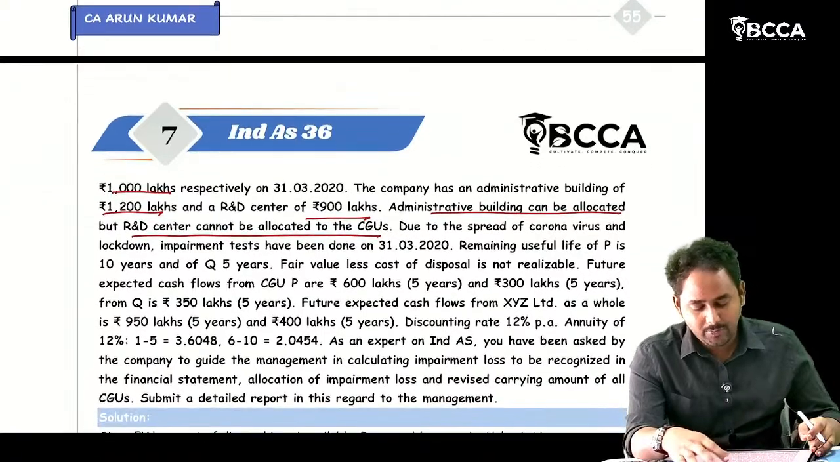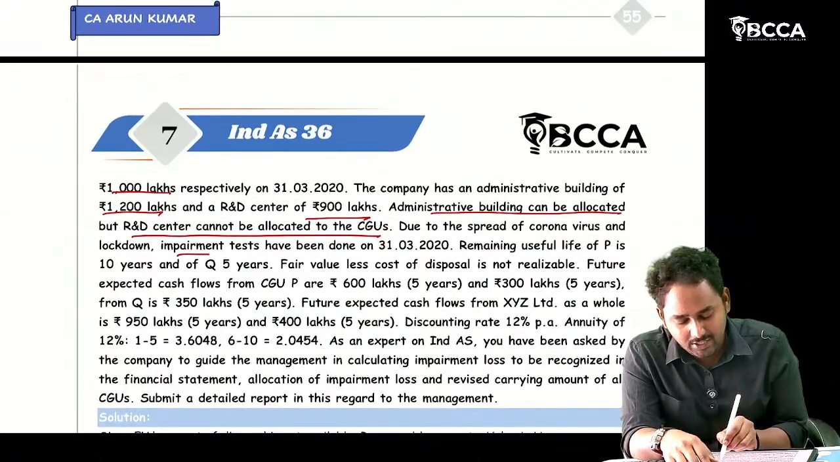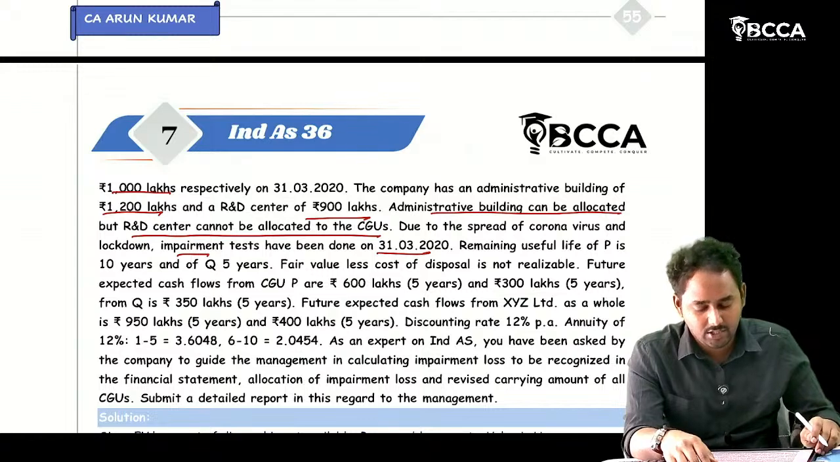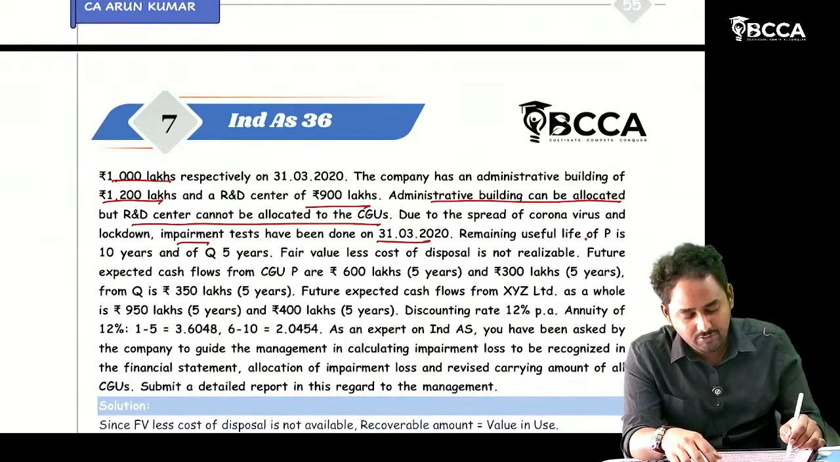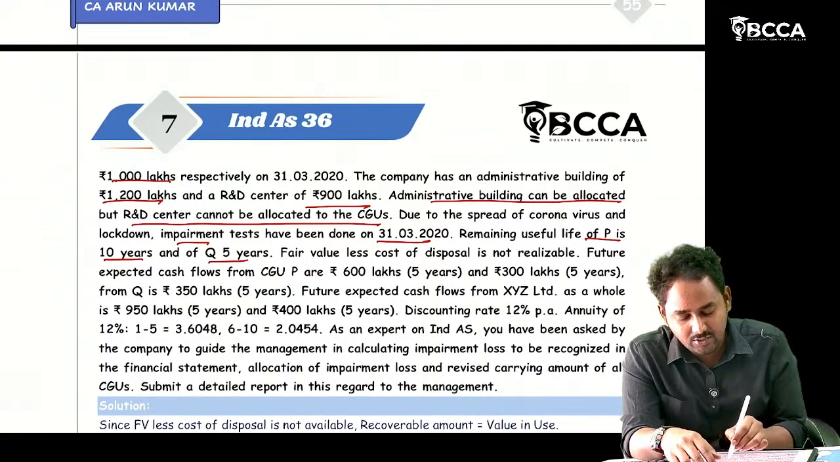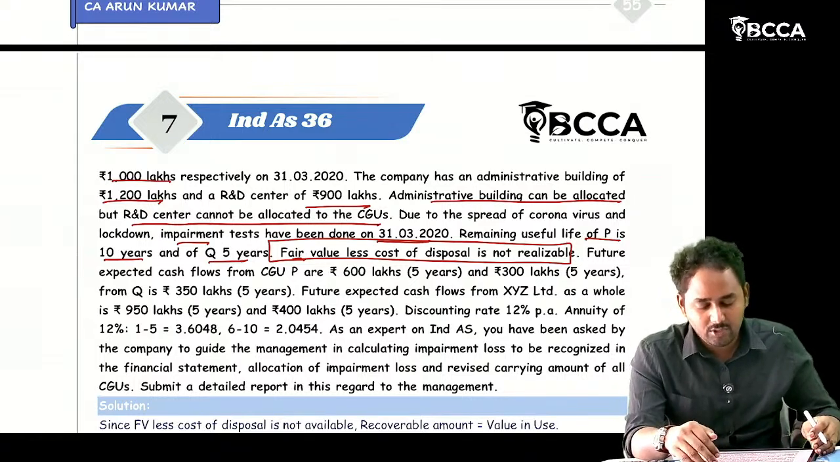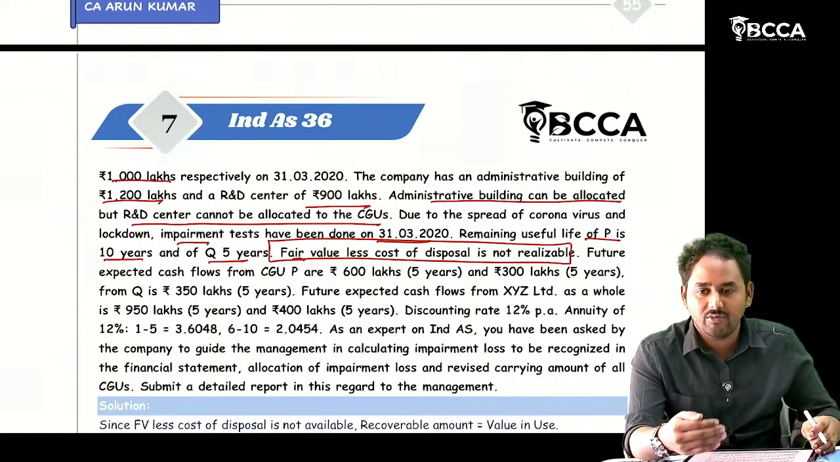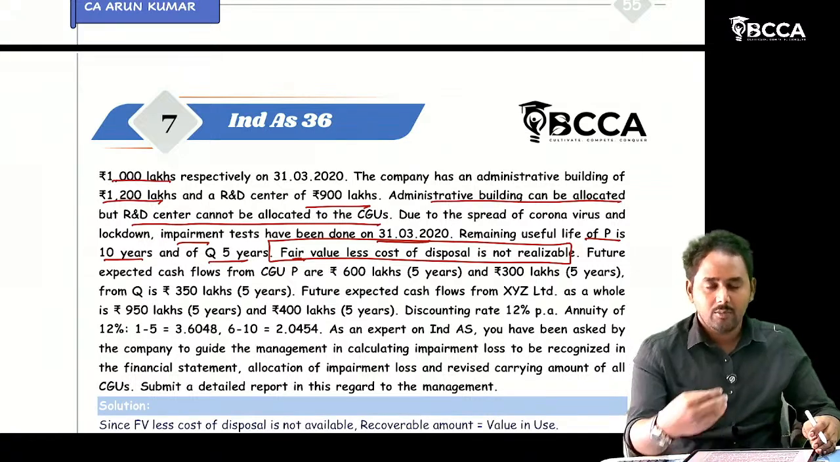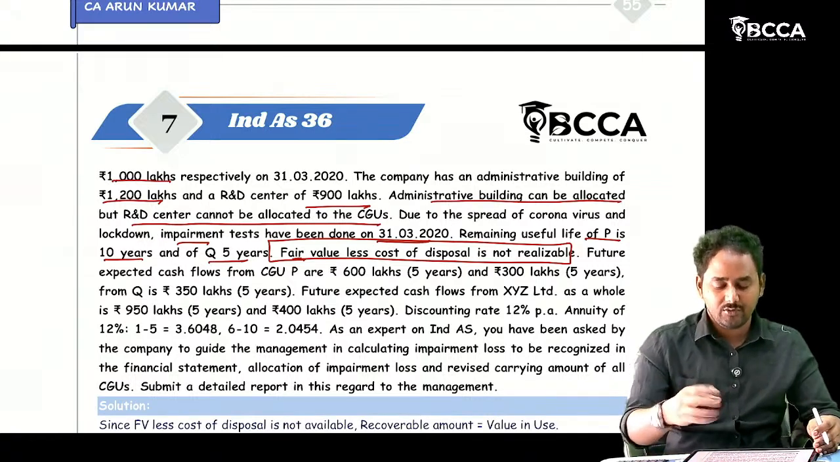And due to the spread of coronavirus, impairment tests have been done on 31st March 20. So the remaining useful life of P is 10 years and Q is 5 years. And the fair value is not realizable. It means we are unable to find out the fair value. Then what is the recoverable amount in this case? The recoverable amount equals value in use. What is the value in use? Present value of the future cash flows of the asset.